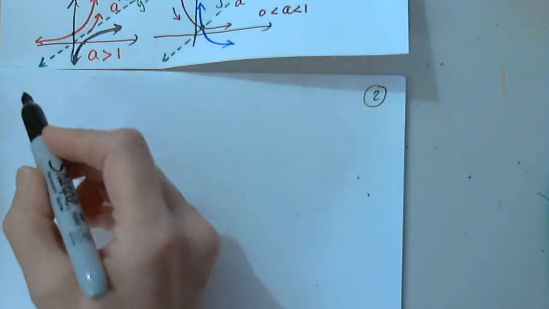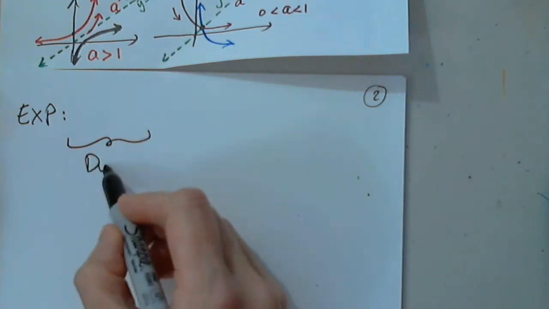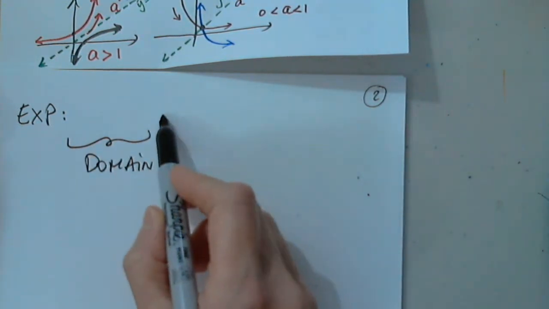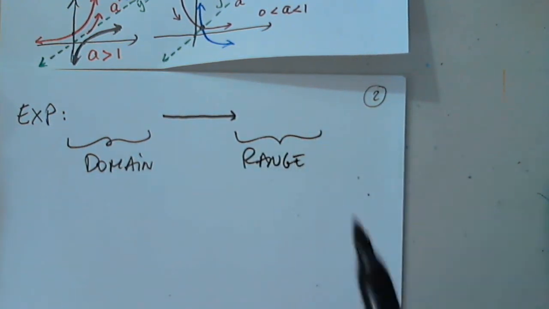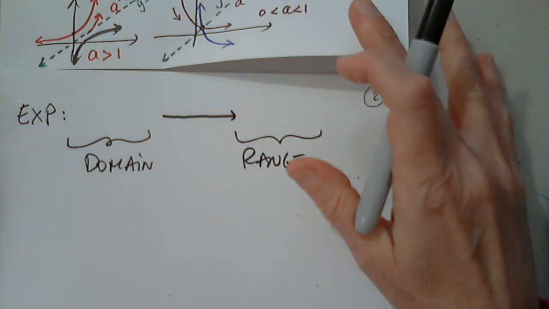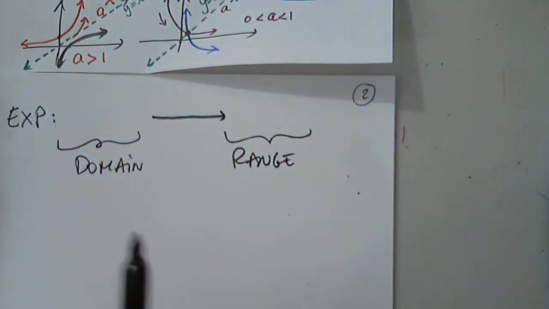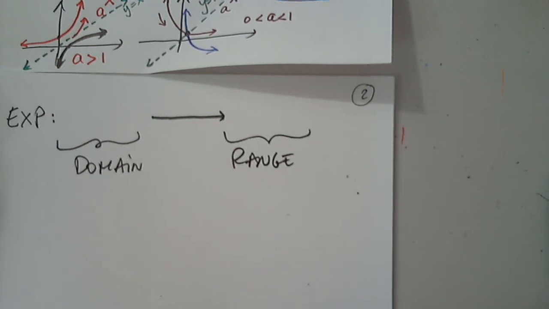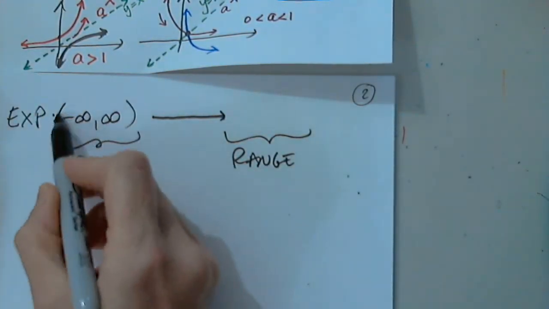Okay, now let's go back to the exponential function. Can anyone give us the domain of the exponential and then the range of the exponential? What is the domain of the exponential function? Look at the graph and identify the domain. Yes, I saw that. Excellent. Negative infinity to infinity. Thank you.